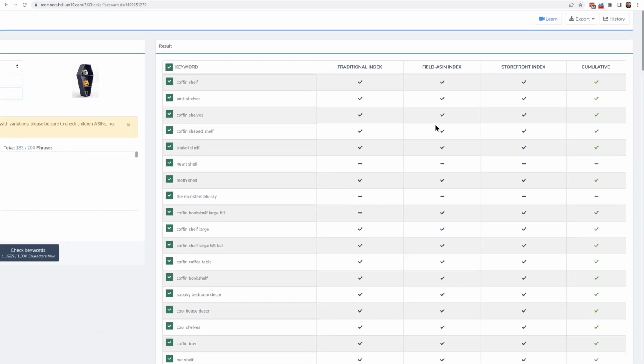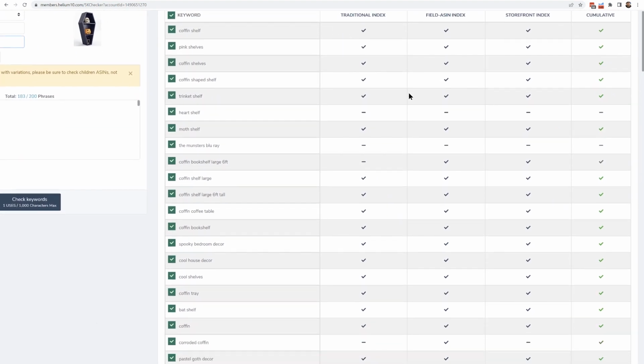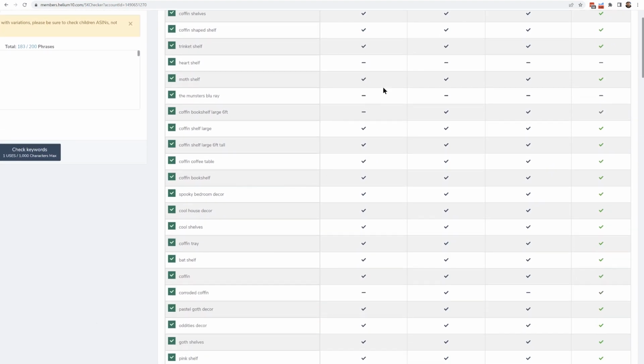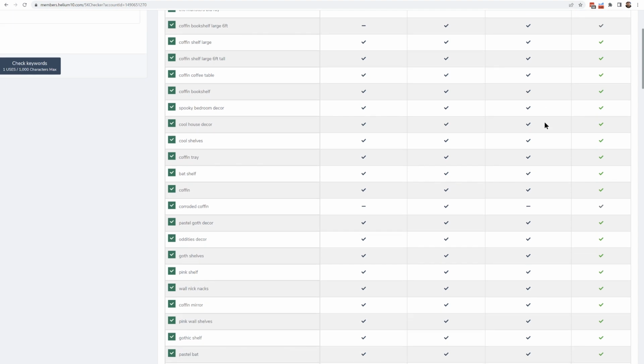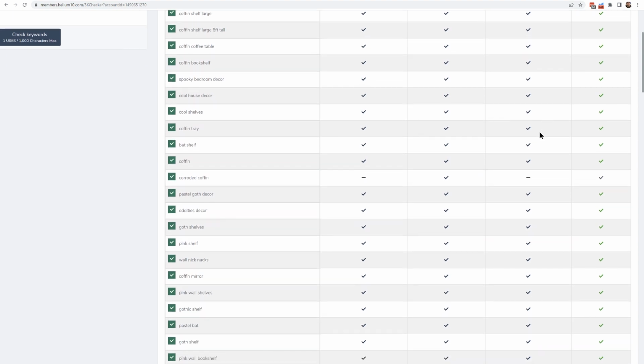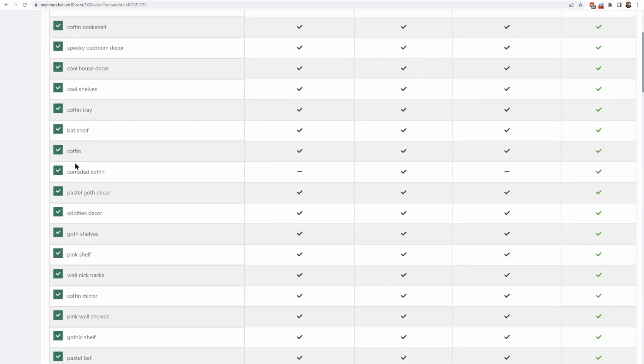So now what I'm scanning for are keywords where either all three of the checks here failed. In other words, it's not indexed, or where only the middle one, the field ASIN, is indexed, but the other two checks failed. All right. So let's go ahead and see if we can see anything that matches that. And here's one right here.